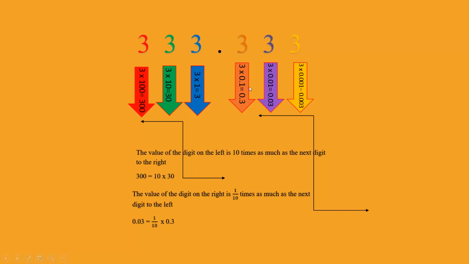Okay, what about these numbers? The value of the digit on the right is 1 over 10 as much as the next number to the left. So 0.3 means 3 times 1 over 10. 0.003 means 0.1 times 0.03. Okay?